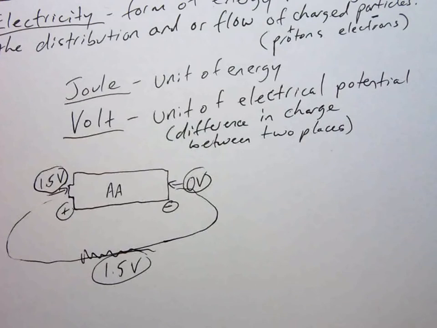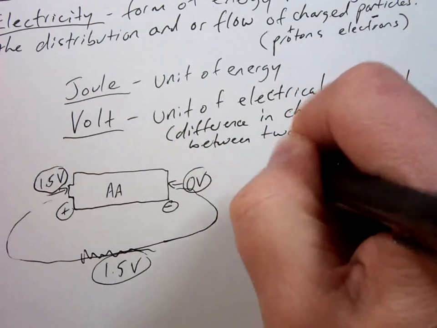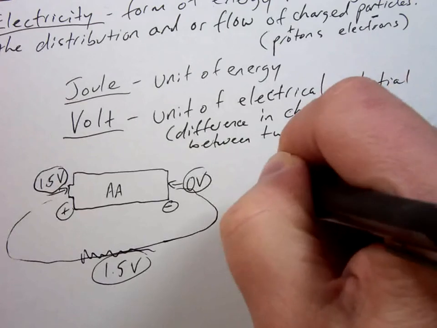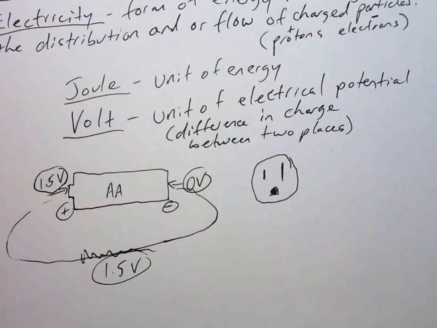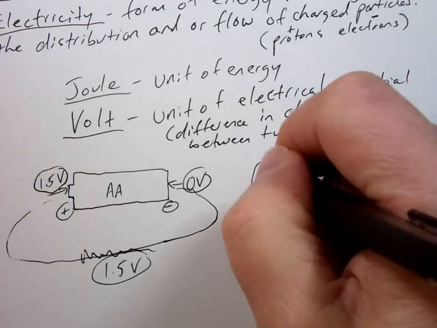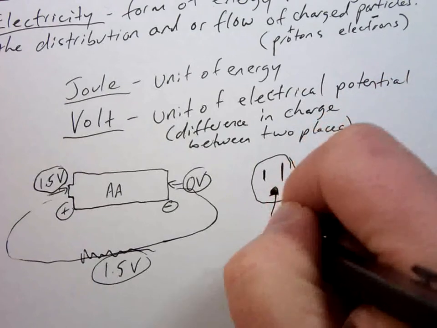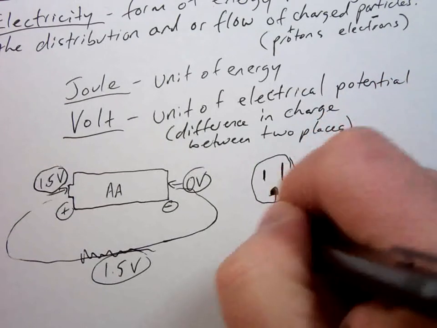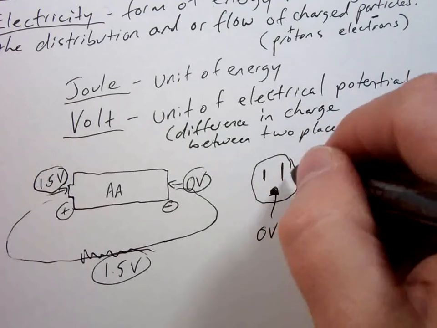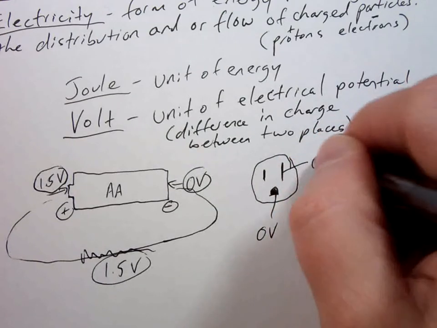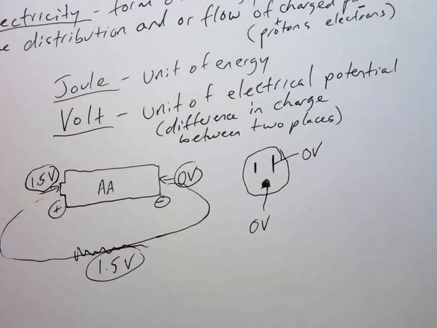Let me use another example. Okay, in your house, you have these things on the wall, various places. There's a short one, a long one, and a roundish one. The roundish one is ground. You don't need it for everything, but that's 0 volts. If it's wired correctly, this one should also be 0 volts. That's your neutral. Okay, now I have an extension cord.